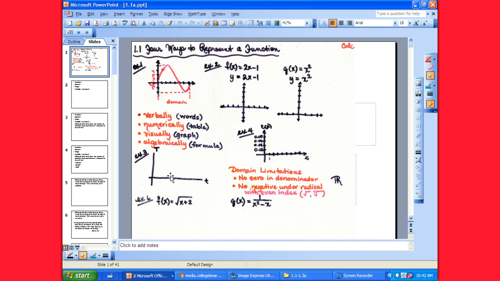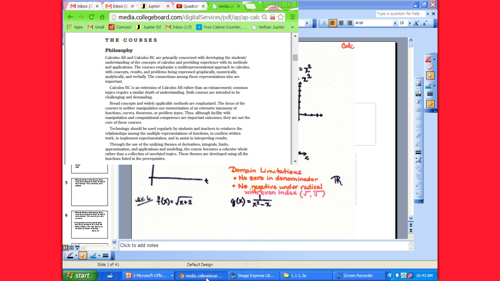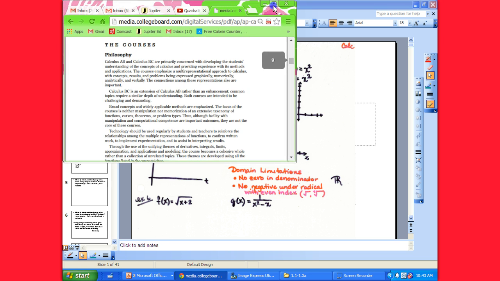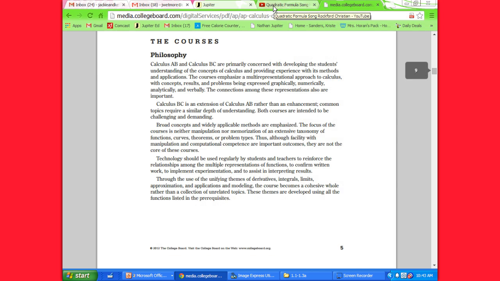On page 11, they talk to us about how we're going to stress that a function can be represented in 4 different ways. By using an equation, by representing it with a table of values, utilizing a graph, or expressing it in words. Why is that so important? Well, let me take you over to College Board's website. So this is from AP Central, from College Board.